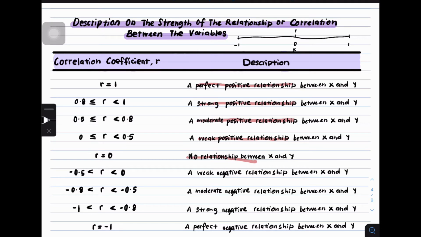Okay, if we have the value of R in between 0 to 0.5, okay, 0.0 to 0.5 here means we have weak correlation. If we have R between 0.5 to 0.8, let's say 0.8 here, we have a moderate.